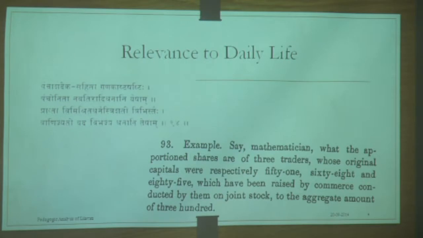Another example I am trying to give you is Bhaskara trying to bring in relevance to daily life. Say, for example: say, mathematician, apportion the share of 3 traders whose original capitals were respectively 51, 68 and 85, which have been raised by commerce conducted by them on joint stock to the aggregate amount of 300. This is something we call bhagidari in our language, where many people come together and do business. Such relevance one sees.